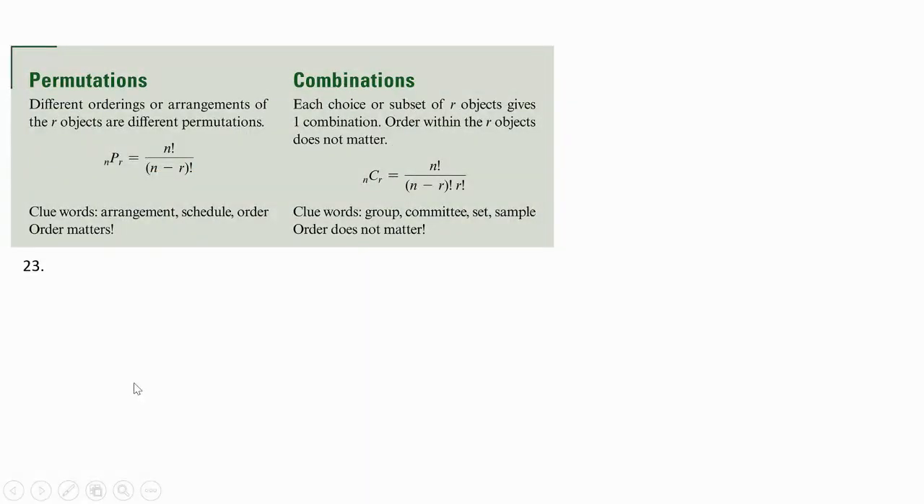Now here comes the permutation and combination, guys. Here means the arrangement, schedule. These are 2 words for permutations. Arrangement, schedule, order, or order matters are the key words. And for combinations, these are my keywords.